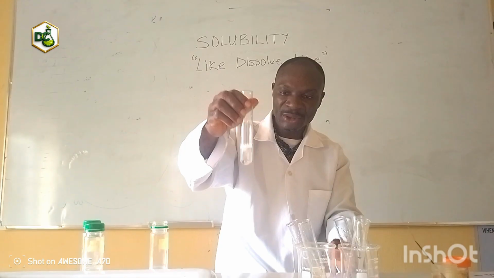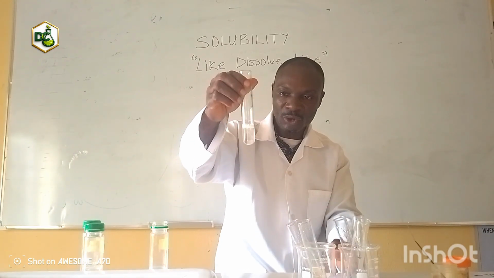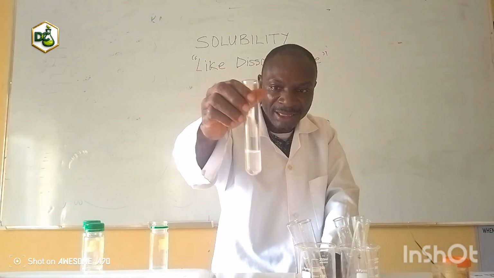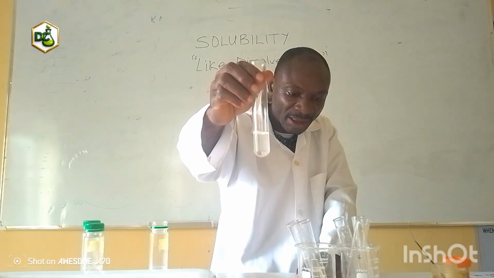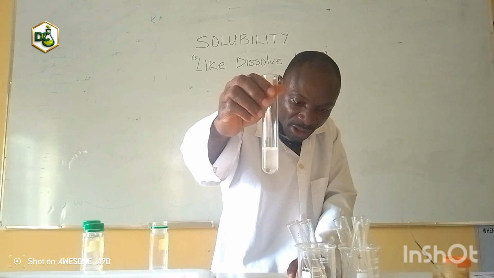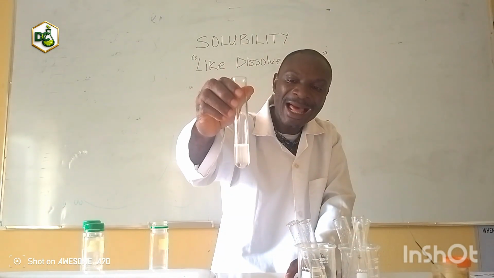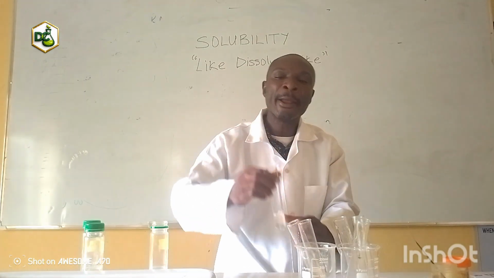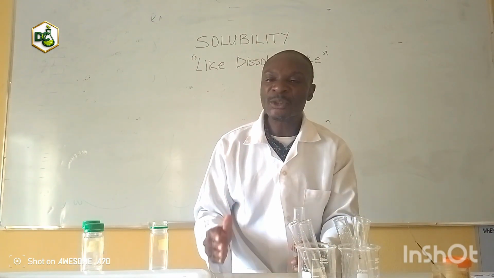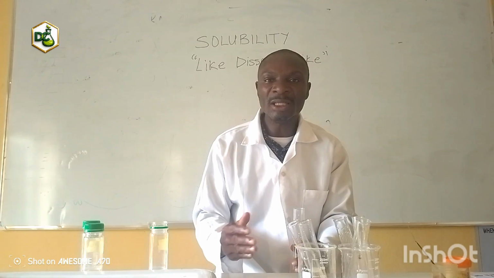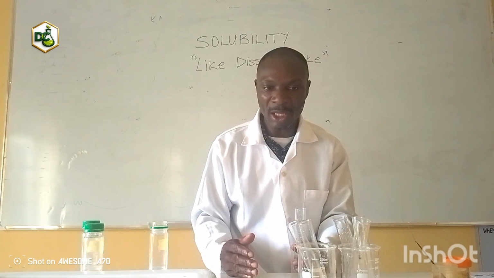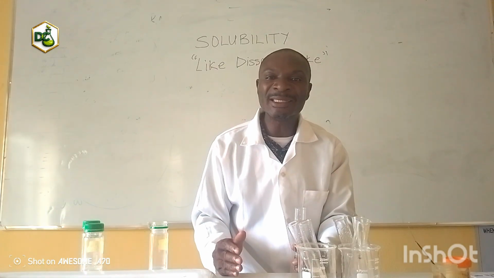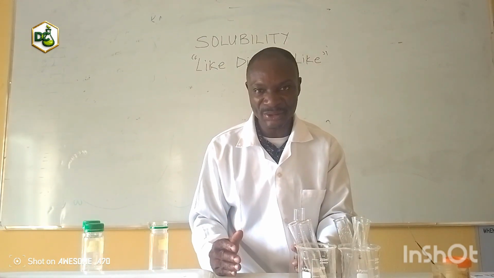Shake several times, try to observe. Now you discover that it is miscible. So water and alcohol are miscible. Why? Because water is polar, alcohol is also polar. But not all kinds of alcohol can be. The extent of polarity in alcohol, different alcohol varies.